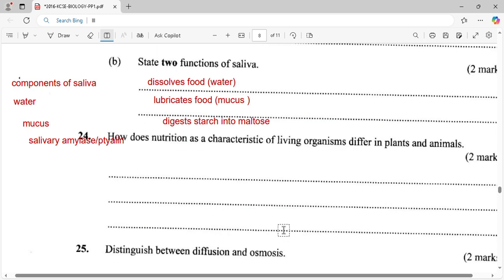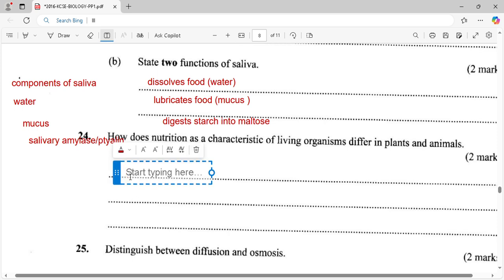Then you go to question 24, where you are now asked, how does nutrition as a characteristic differ in plants and animals? This is a very simple question. Because how does nutrition take place in plants? Remember, plants make their own food from carbon dioxide, water, in presence of light. But animals depend on already manufactured food.